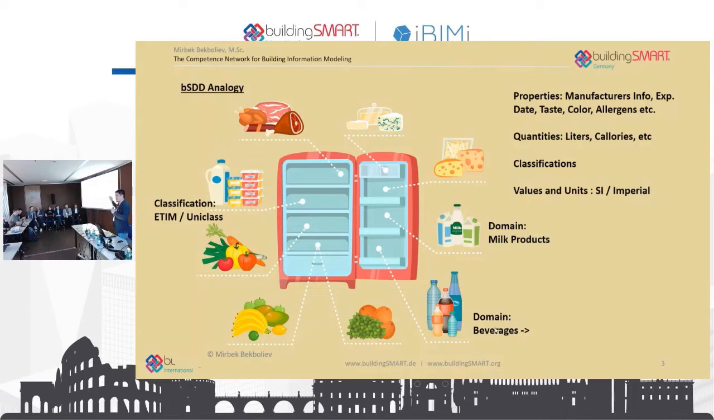bSDD is a fridge because it contains all different types of products, right? And you have your areas like domains. You have milk products, you have dairy, you have your fruits, you have vegetables, and so on. You have all that stuff, and you have to classify. They have properties. One of the properties is like an expiring date, right? You all have to stick with that, otherwise you will have stomach poisoning or something else. So this is an example.